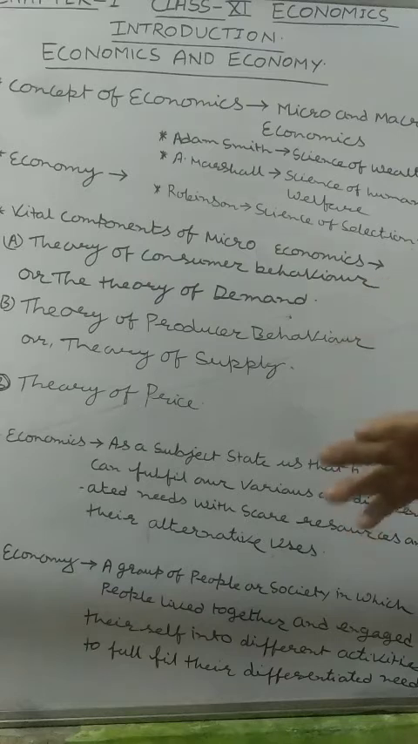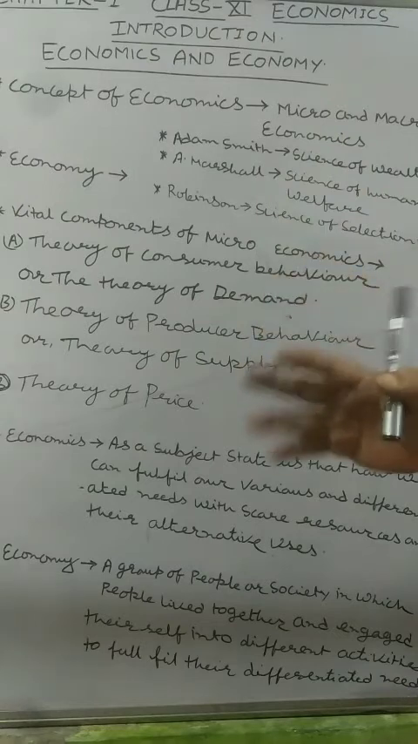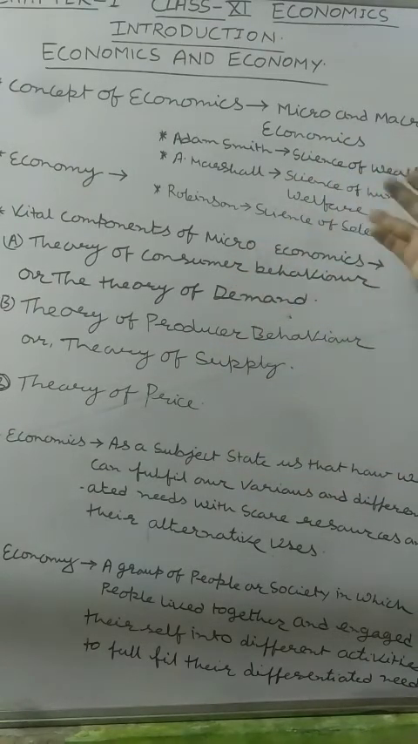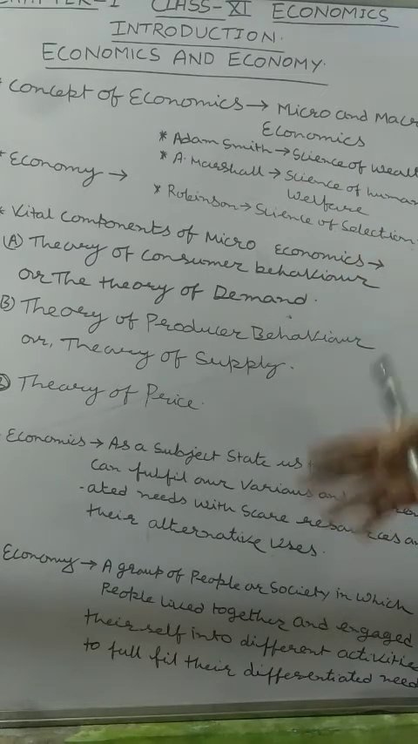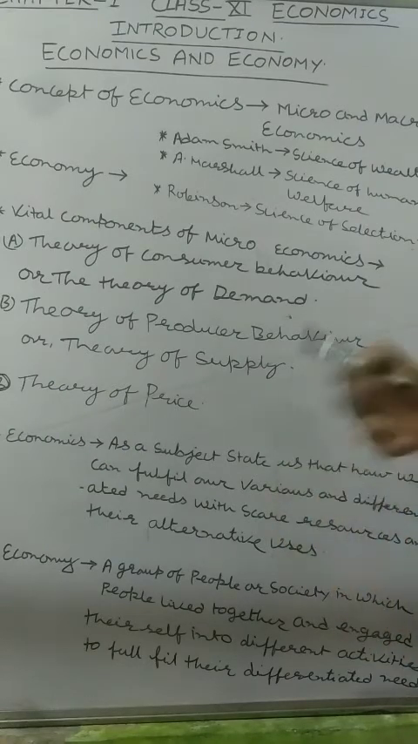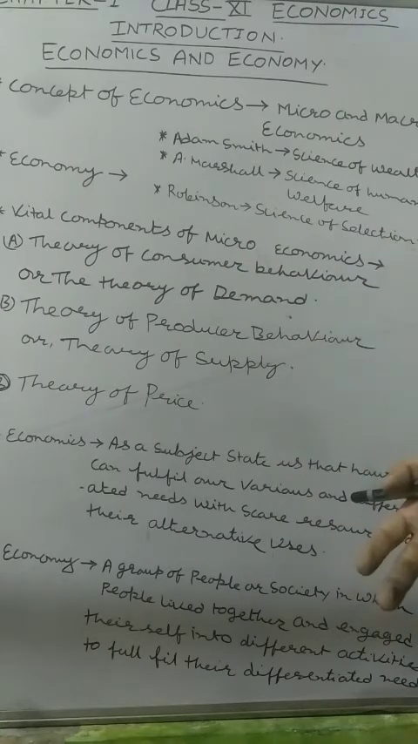The definitions of economics which are given till now, there are three most important definitions given by our economists. The very first definition is given by Adam Smith, who is also known as father of economics, and that definition is science of wealth. Economics is a science of wealth. Alfred Marshall stated that no, after all, wealth is used for human welfare, human satisfaction. So from the science of wealth, it is more important that economics is a science of human welfare.